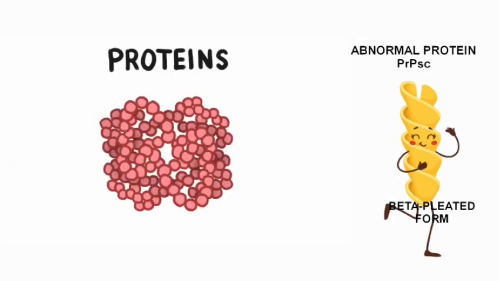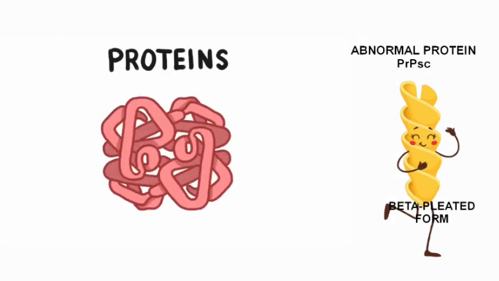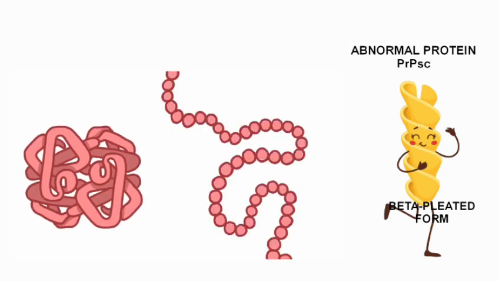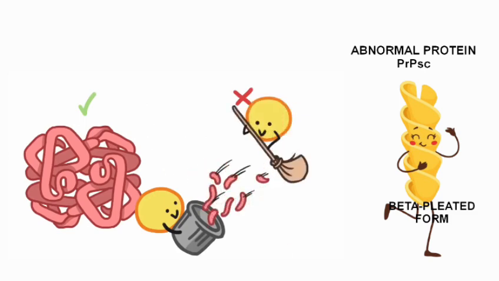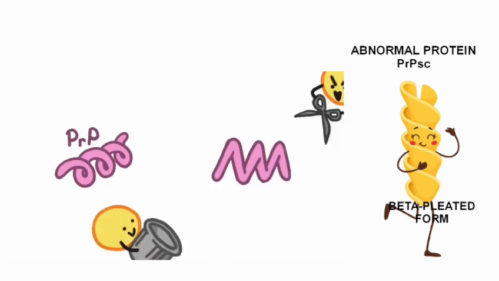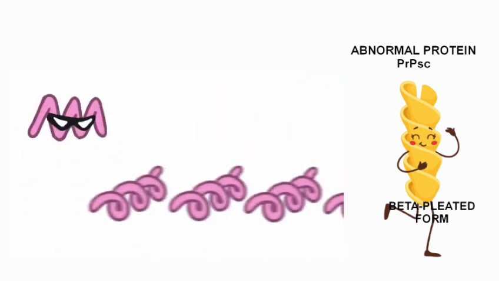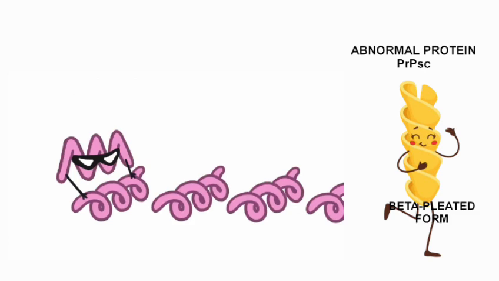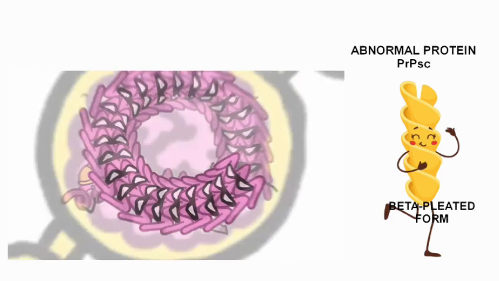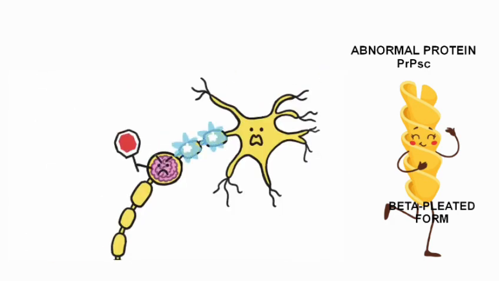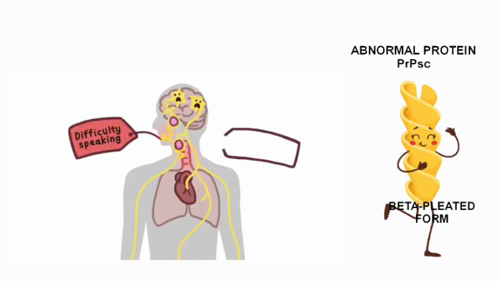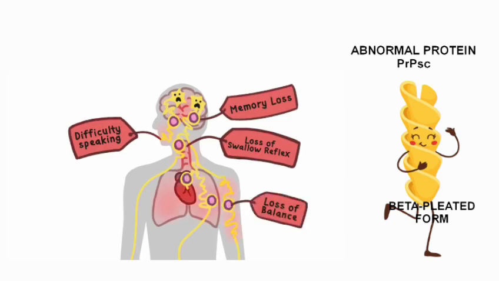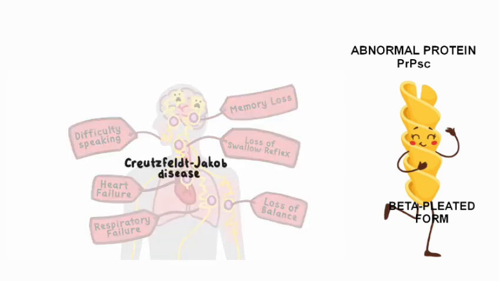Normally the proteins are alpha helical oriented, but if one gets disoriented, then the proteases come, break the chain and denature it, or else it goes to chaperone catalysis and is restored. But these prion proteins resist all these processes. They cannot divide, so they come in contact with other alpha helical proteins and make them beta pleated. So this beta pleated form of prion protein causes clumps inside the neuron and causes manifestations in the brain like difficulty in speaking, loss of swallowing reflex, memory loss, loss of balance, heart failure and respiratory failure.